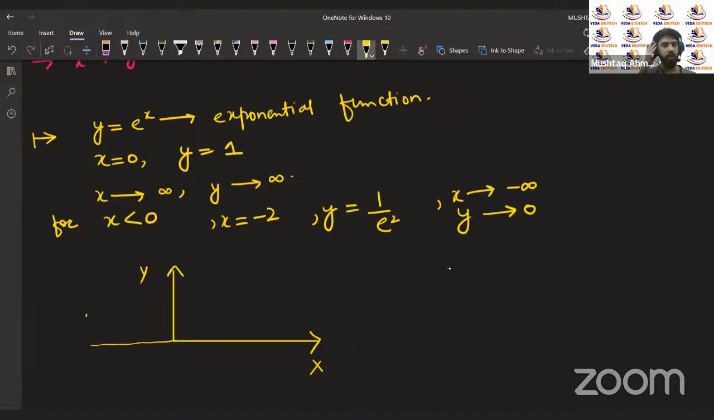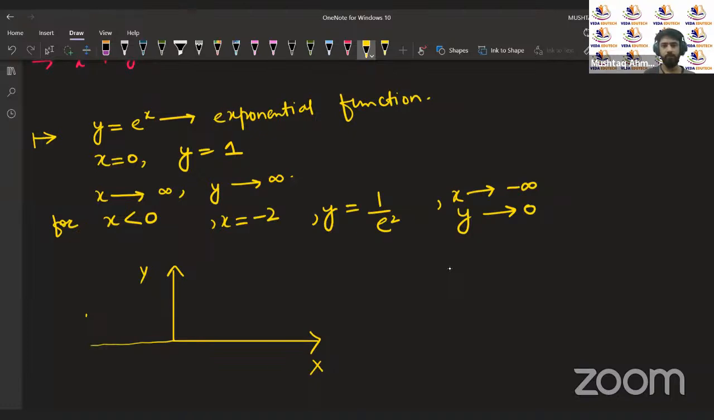And one more important point about this function is that it cannot have negative values. We cannot plot this function in the third or fourth quadrant. There's no value of x for which the value of y will be negative. So this function will always have positive values. Even if the value of x is negative, the output will always be greater than 0. It will not be less than 0. It cannot be negative. So this function can never be plotted in the third and fourth quadrant.